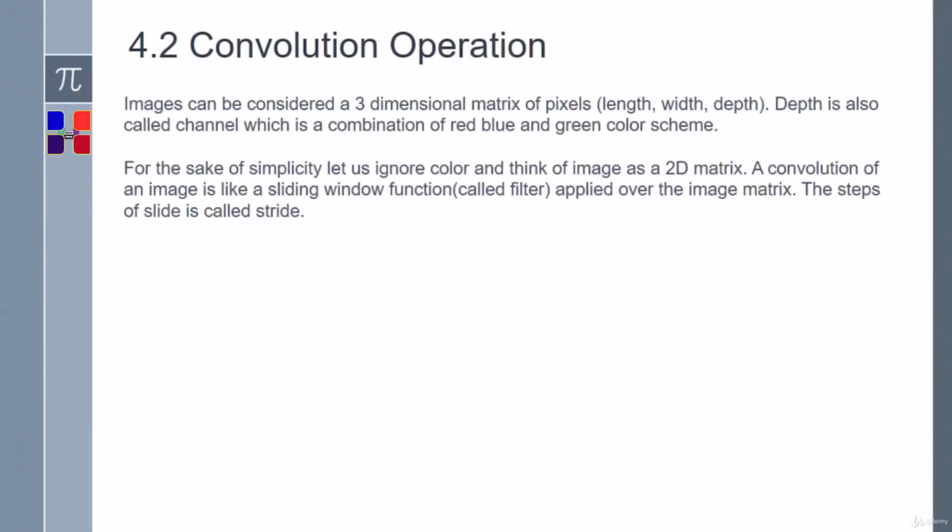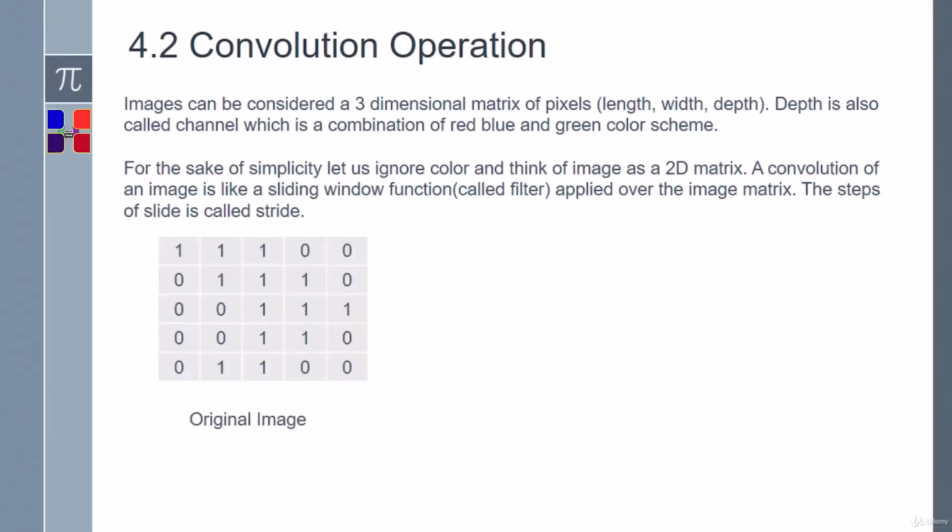Okay, as we said, an image can be considered as a three-dimensional matrix of pixels, and these are red, blue, green. They are known as channels. And if we ignore the complexity of the color, we can presume that they're just black and white. In that case, we can think of them as a 2D matrix. So we spoke earlier that one of the challenges in image processing is the size of the image, because the pixels are very rich and each cell's computations could be very costly.